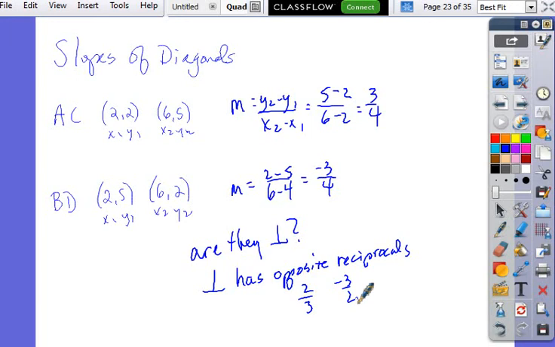Did I do that on this problem right here? Are these opposite reciprocals? They are? No. I swapped the numbers and swapped the sign. All I did was swap the sign. So these would not be perpendicular.